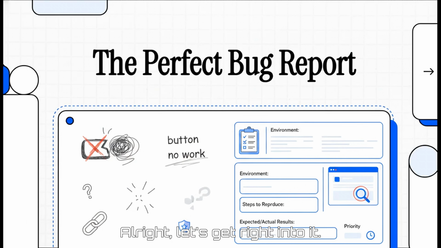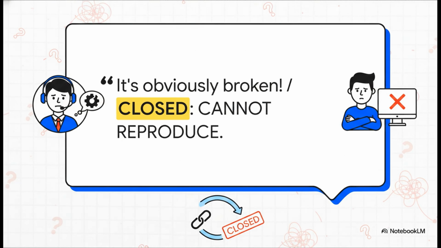All right, let's get right into it. Today, we're talking about how to write the perfect bug report. And I mean the kind that gets issues fixed fast and makes you an absolute hero to your engineering team. Sound familiar? Of course it does. We've all been caught in this loop.